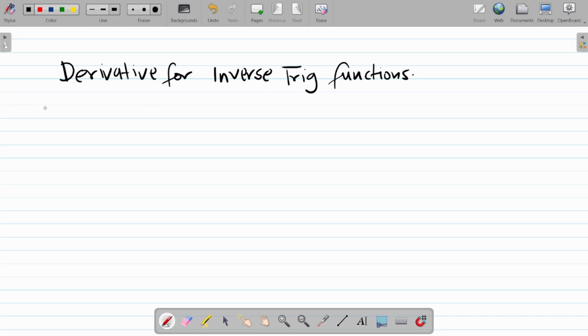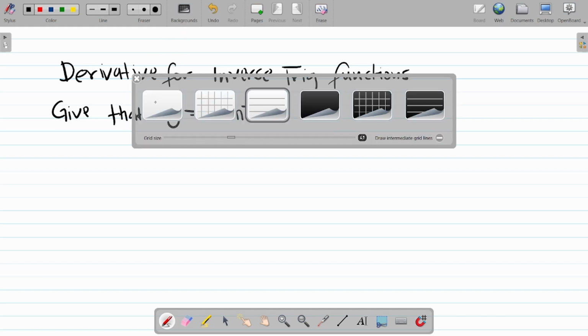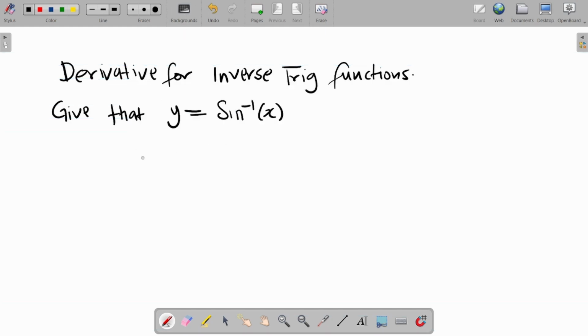Okay, so number one, if we're given that y is equal to the sine inverse of x, then we can write this equation as sine y is equal to x, and now the function becomes an implicit function.